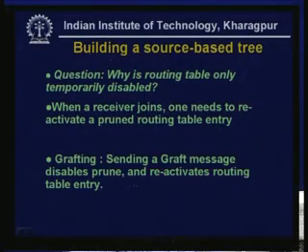So, he gets an IGMP report, saying that okay, I am a member of this group. Now, he knows who knows the source, this multicasting router. So, what he will do is try to reactivate this link, and then the rest of it will work. So, this is called grafting. Sending a graft message disables prune and reactivates the routing table entry. So, pruning and grafting are complementary to each other. You prune to disable and you graft to enable again.